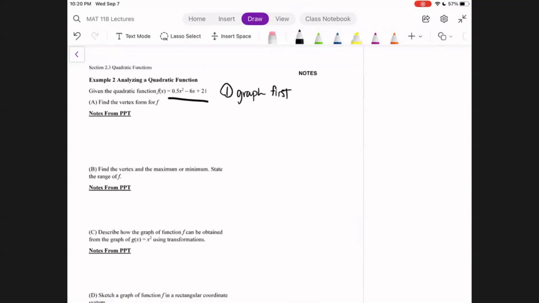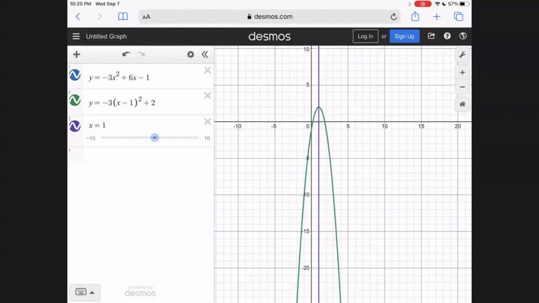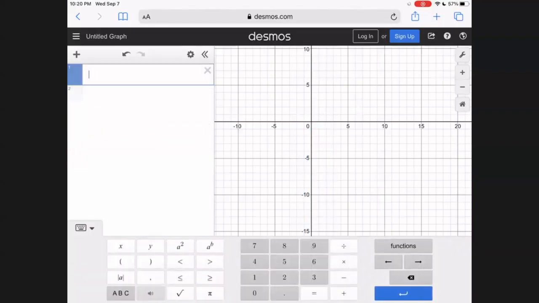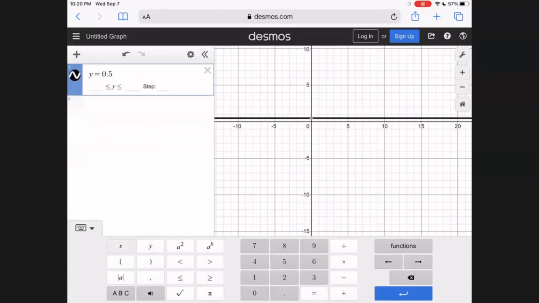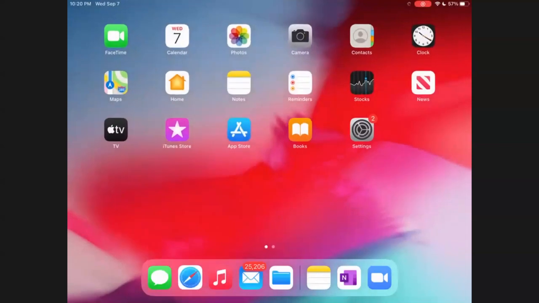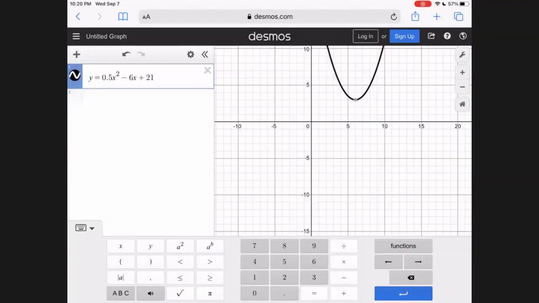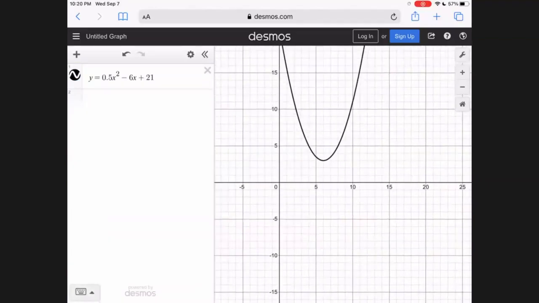We'll just sketch a graph first. So 0.5x squared minus 6x plus 21. Okay, so let's just type that in up here. y equals 0.5x squared minus 6x plus 21. Was that it? Let me check back. Okay, so what's the vertex? When we see that from Desmos, we automatically see the vertex is right there. It's (6, 3).